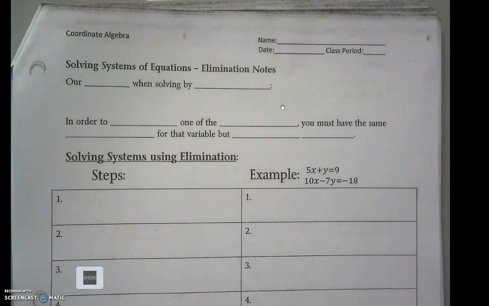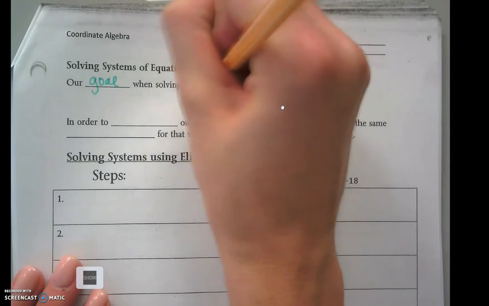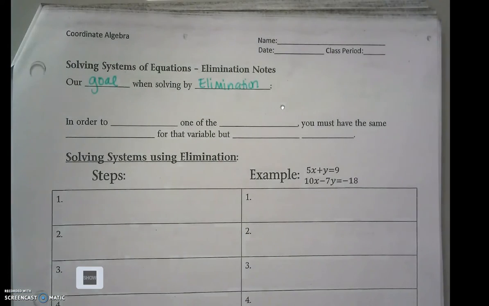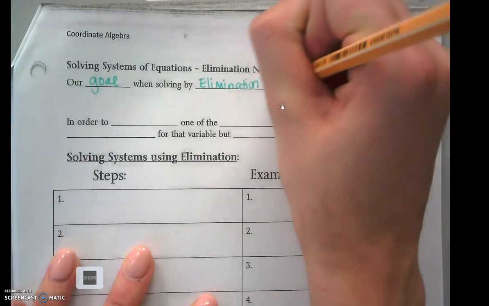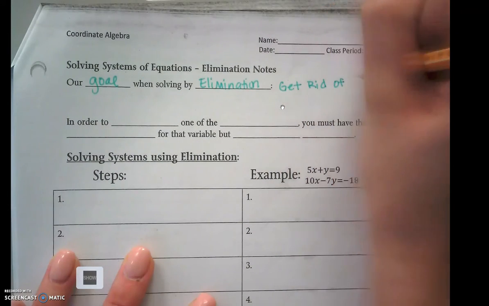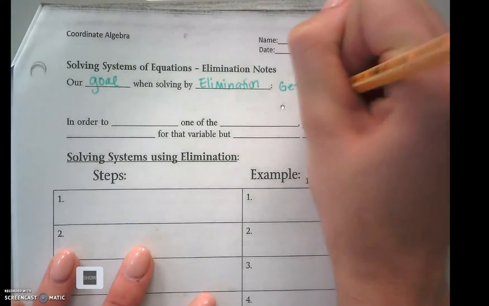Our last method of solving is solving systems by elimination. So our goal when solving by elimination is to what? Think of that word eliminate. It is to get rid of or to cancel out one variable.